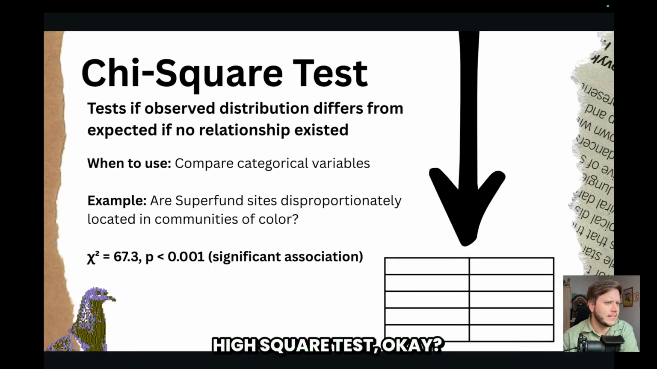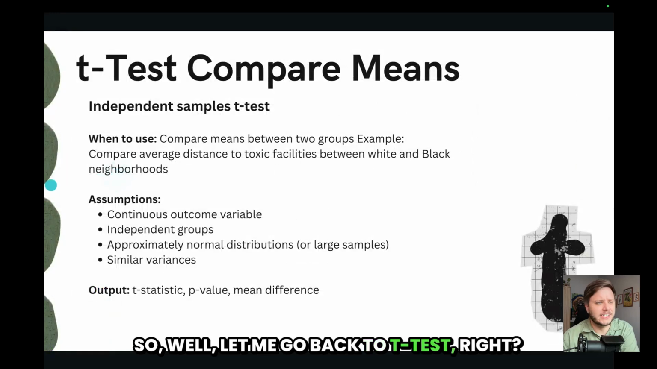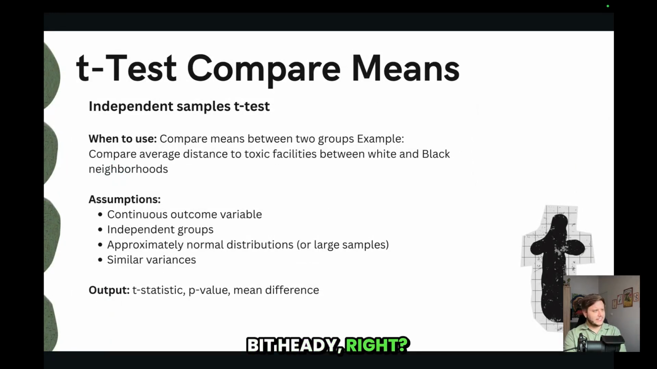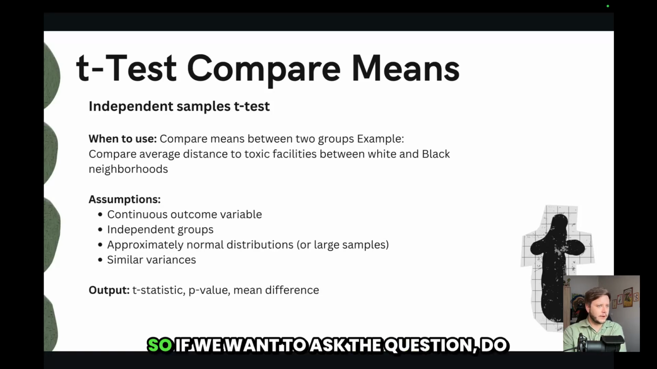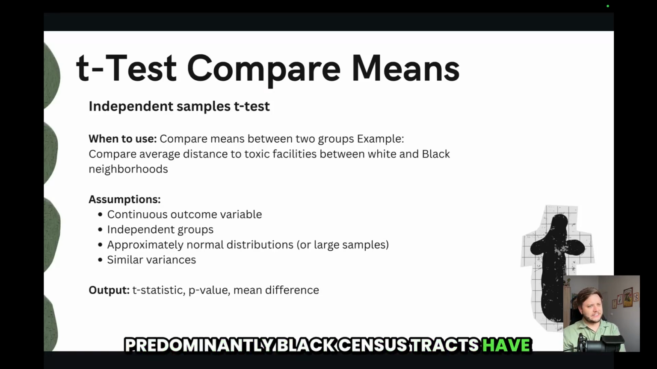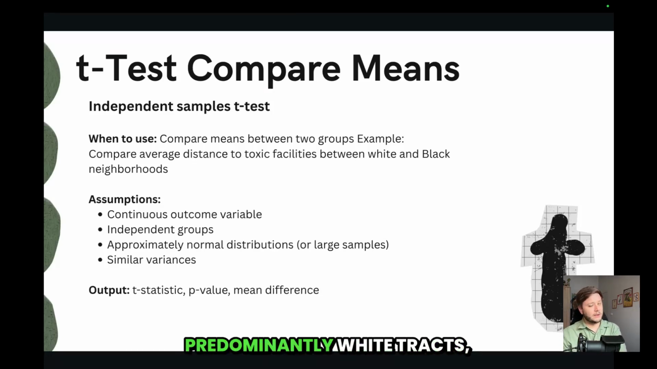Chi-square test, okay? So, well, let me go back to t-test, right? Let's give an example because that was a bit heady, right? So let's talk about Louisiana Cancer Alley, right, as an example. If we want to ask the question, do predominantly black census tracts have higher toxic air emissions than predominantly white tracts?